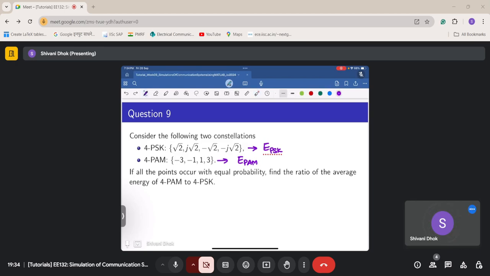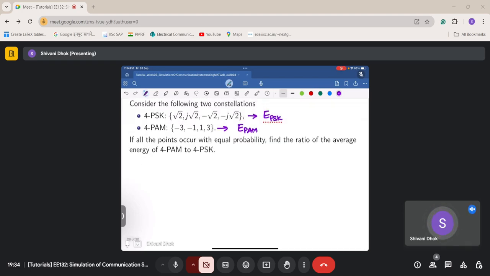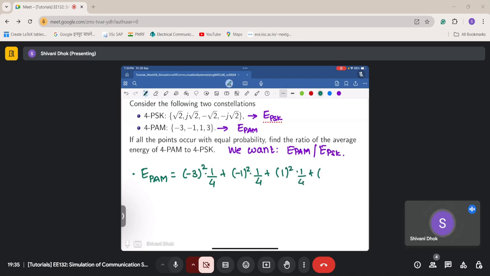Okay, so this is what we have. Therefore, what we need to find is the ratio of E_PAM to E_PSK. Let us first figure out E_PAM. We had earlier seen this, but for the sake of completeness, let us see it again. E_PAM is minus 3 square into 1 by 4 plus minus 1 square into 1 by 4 plus 1 square into 1 by 4 plus 3 square into 1 by 4. And we have seen that this comes out to be equal to 5.